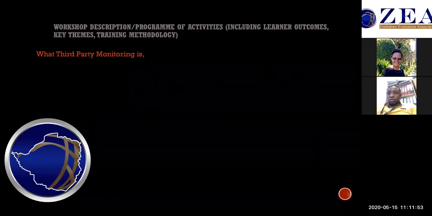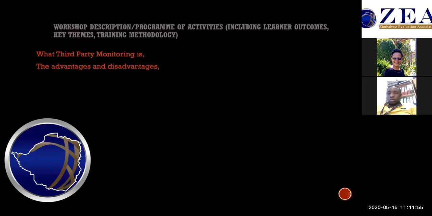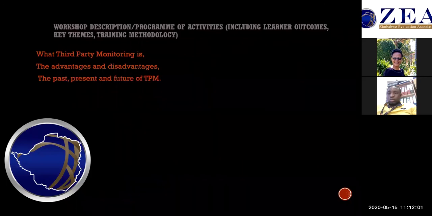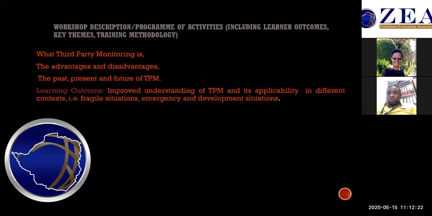So we're going to talk about what third-party monitoring is, the advantages and disadvantages of using TPM, and in what contexts TPM can be applied. We also look at the application of TPM in the past, the present, and the future, because now we see there's COVID-19. Can we still be able to do TPM? These are some of the things that we're going to be talking about.